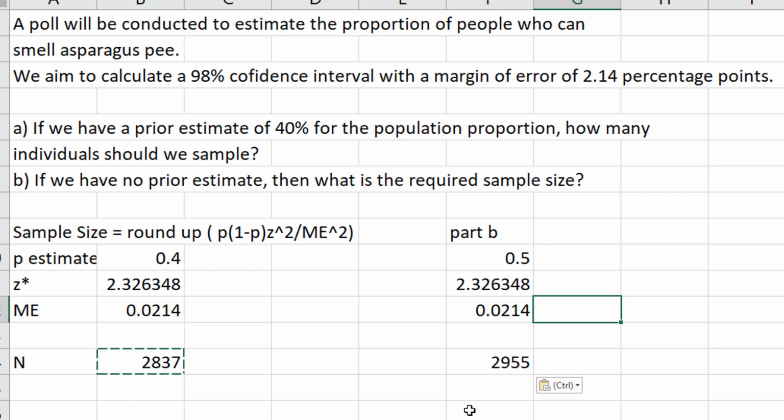One thing you can do in practice, if you don't have a prior estimate, is do an initial sample to get an estimate, calculating your sample proportion as you go along, and then plan out the rest of your sampling based on the initial sample. But anyway, that's the formula for calculating sample size.